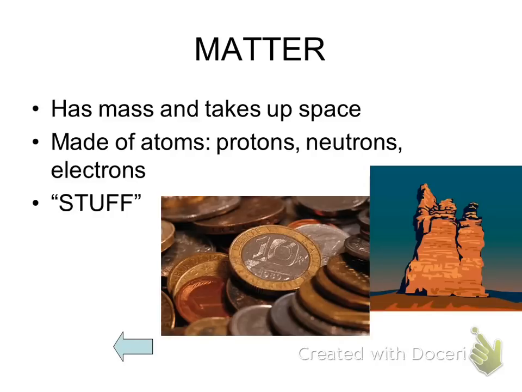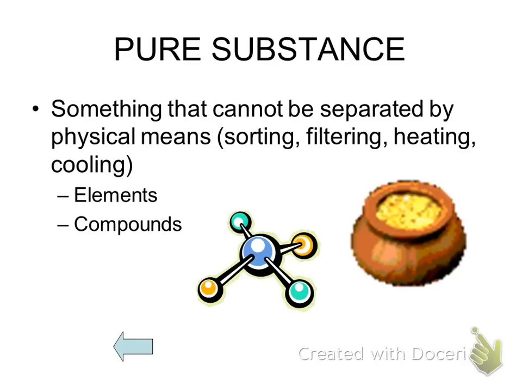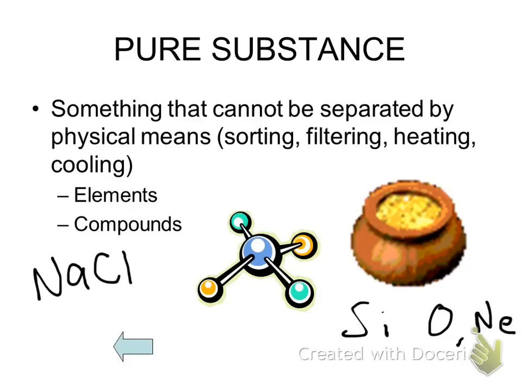So matter is anything that has mass and takes up space. Anything around you that you can see really is matter, other than energy. Pure substances are going to be things like elements and compounds. Something like silicon, which we talked about today. Other things like oxygen or neon, things that we talked about over the past few weeks with our element for the day. Additionally, compounds are a combination of two or more things that come together chemically. Something like NaCl, which is table salt.